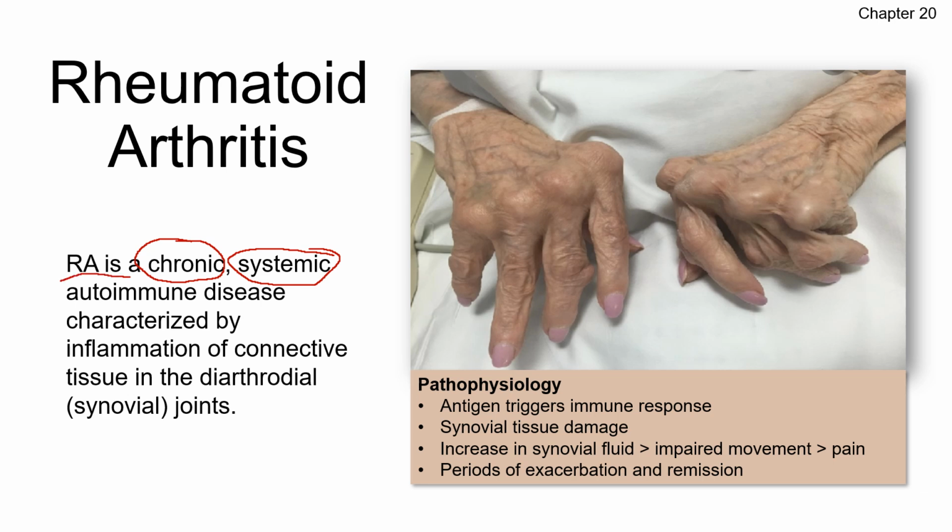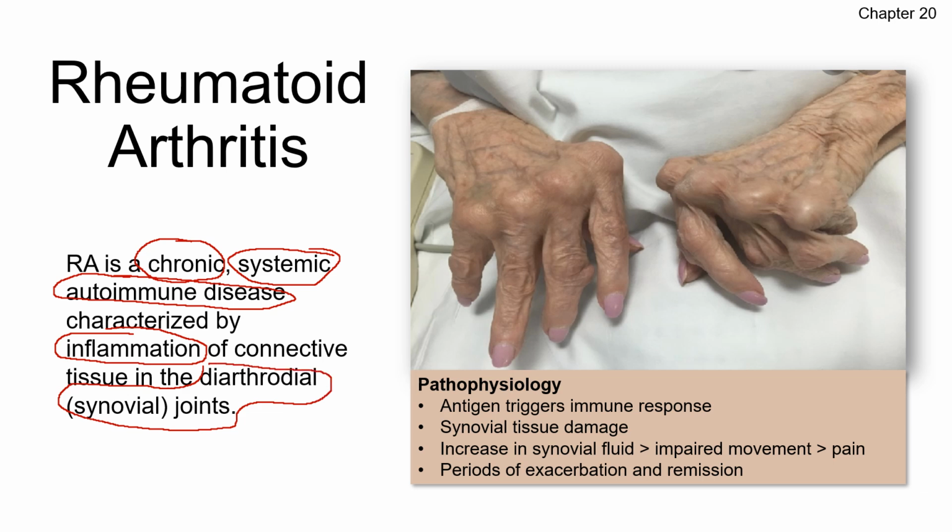This is an autoimmune disease. Okay, autoimmune disease meaning that our body is attacking itself somehow, and there's inflammation. Okay, remember osteoarthritis was non-inflammatory. Rheumatoid arthritis is inflammatory. And we're still talking about the same joints though, the diarthrodial synovial joints. Same joints, but different cause.